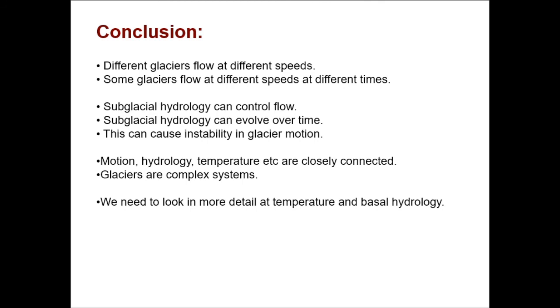So for now, I'm just going to give you these conclusion points. Different glaciers flow at different speeds. We already knew that, but we can break them down into categories: some glaciers, ice streams for example, going at very fast flow speeds, some glaciers, surge glaciers, going at intermittent faster and slower speeds, and a lot of glaciers flowing at the normal glacial flow pace. To some extent, that can be due to subglacial hydrological controls that cause instability in glacier motion.